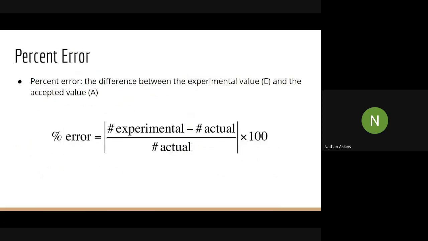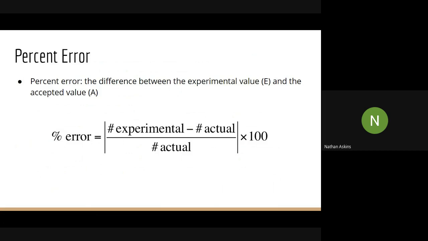All right. And then our percent error. Our percent error is going to be the difference between the experimental value, often shown with an E, and the accepted value, often shown with an A. And so this is going to be our equation that we have right here. So our percent error is going to be equal to the experimental minus the actual divided by the actual.